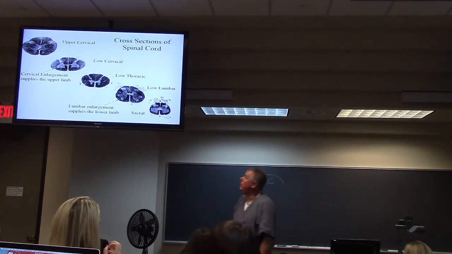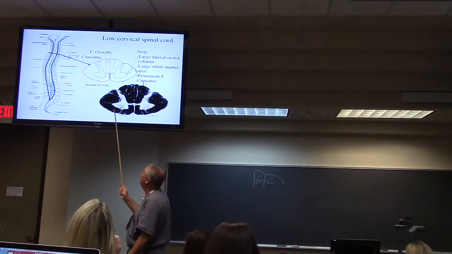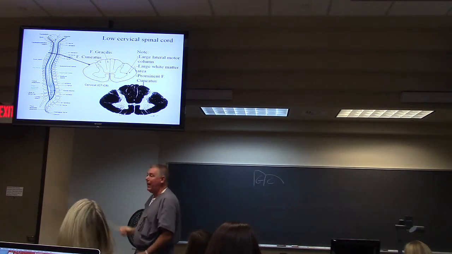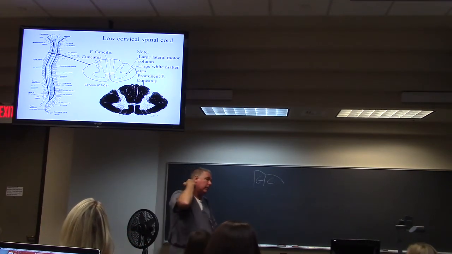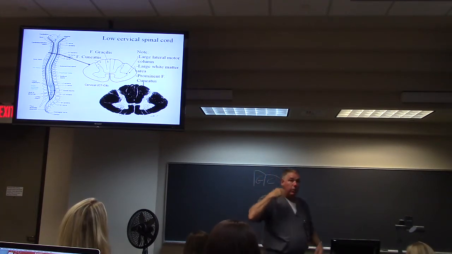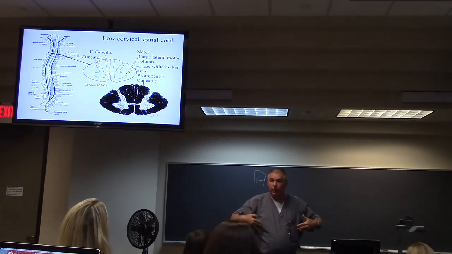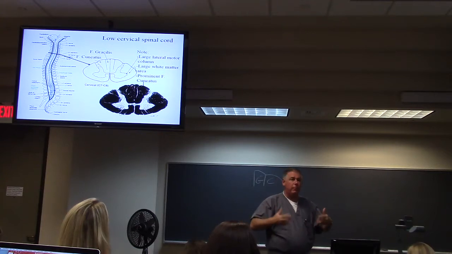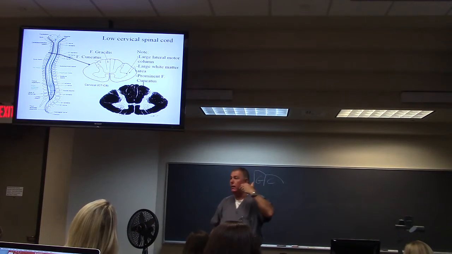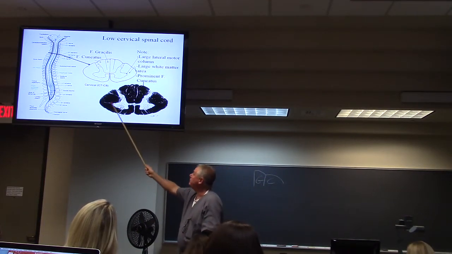For example, once you get up in the cervical region, right here, you're going to have a huge amount of white matter. Why would you have a huge amount of white matter? Because up here in the cervical region, all of the fibers from all of the dermatomes are going up and then coming back down. The most information going in and out of the brain is going to be found at the cervical level.